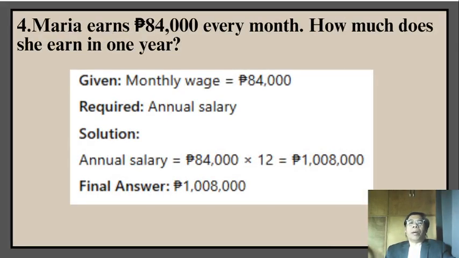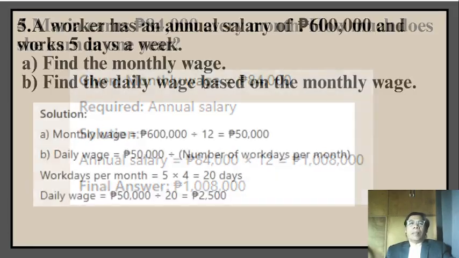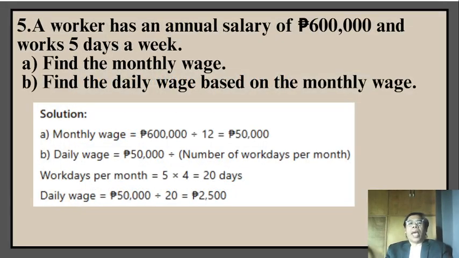Number 4, Maria earns 84,000 pesos every month. How much does she earn in 1 year? Number 5, a worker has an annual salary of 600,000 and works 5 days a week. Letter A, find the monthly wage. Letter B, find the daily wage based on the monthly wage.